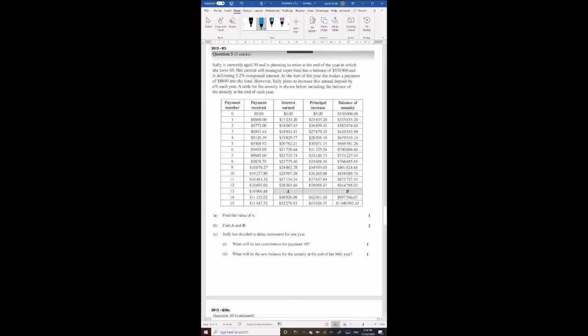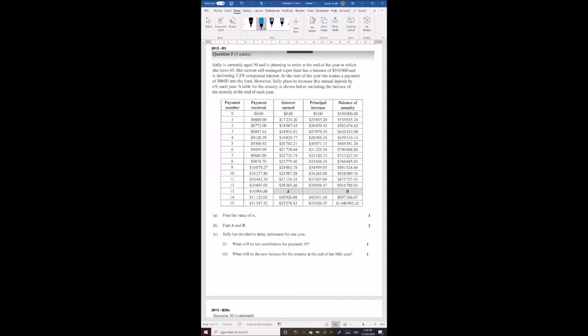$2,633.05. Okay, Sally is currently age 50 and is planning to retire at the end of the year when she turns 60. Her self-managed super fund has $530,000 and is delivering 3.2% compound interest. So she's making a payment. It's asking us to determine what the payment is. So how much is she increasing her payments by?